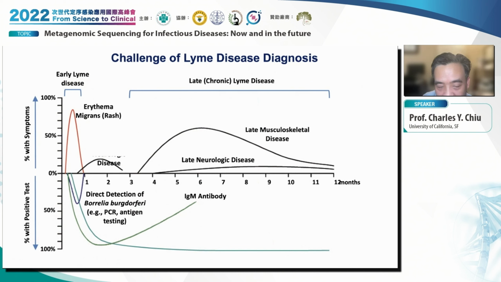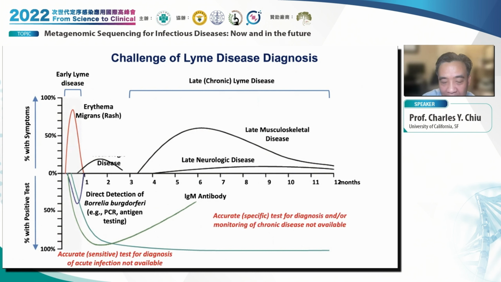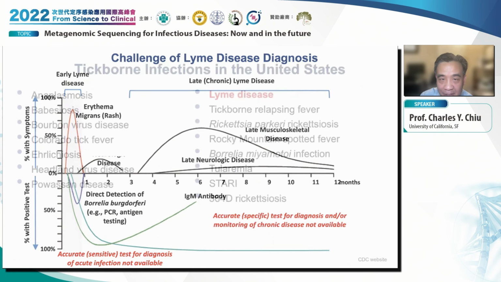And although there are no endemic cases of Lyme in Taiwan, I did check that there have been cases diagnosed in Taiwan. Essentially, they have all been imported cases, but this is still a big problem, especially in the United States and Europe. In the United States, for instance, the CDC estimates anywhere from 500,000 to 1 million cases of Lyme disease a year. And the fact is that we really lack an accurate or sensitive test, both for acute infection as well as for chronic infection.